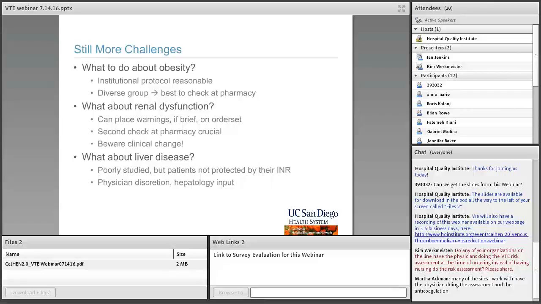Liver disease, another difficult issue. My hospital does liver transplant. We have a lot of liver-injured patients. We do know that they're not reliably protected by their elevated INR. That's just a lab test. It doesn't accurately reflect what's going on inside a liver patient. And because this is very poorly studied and the risks are likely higher, we let the physicians decide what to do with the end-stage patients. And it's helpful to get hepatologists involved in order set design so you don't do anything that makes them anxious.